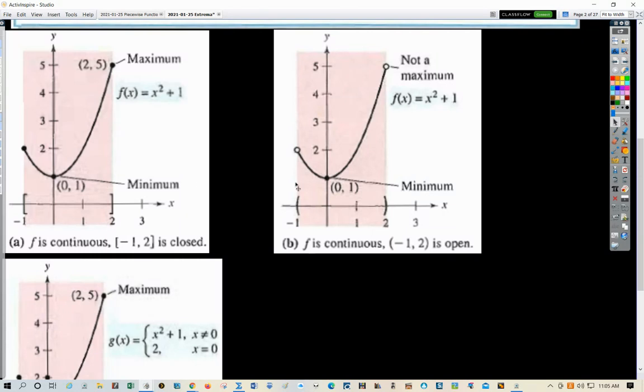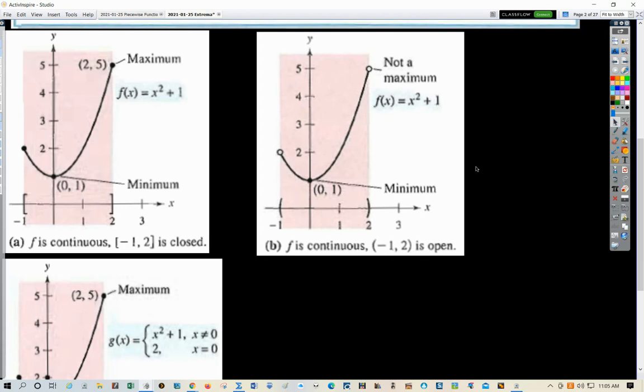Okay, all makes sense. Now, what about this guy right here, this picture? Okay, this is a different kind of interval, right? This is an open interval. It doesn't contain the x values -1 or +2. Does it make sense here that although there is a minimum, right, there is a point where the ant could stand and say, I am at the lowest point on this interval, there is no maximum, right? There's no maximum because there's no endpoint, right? We're not including that endpoint.